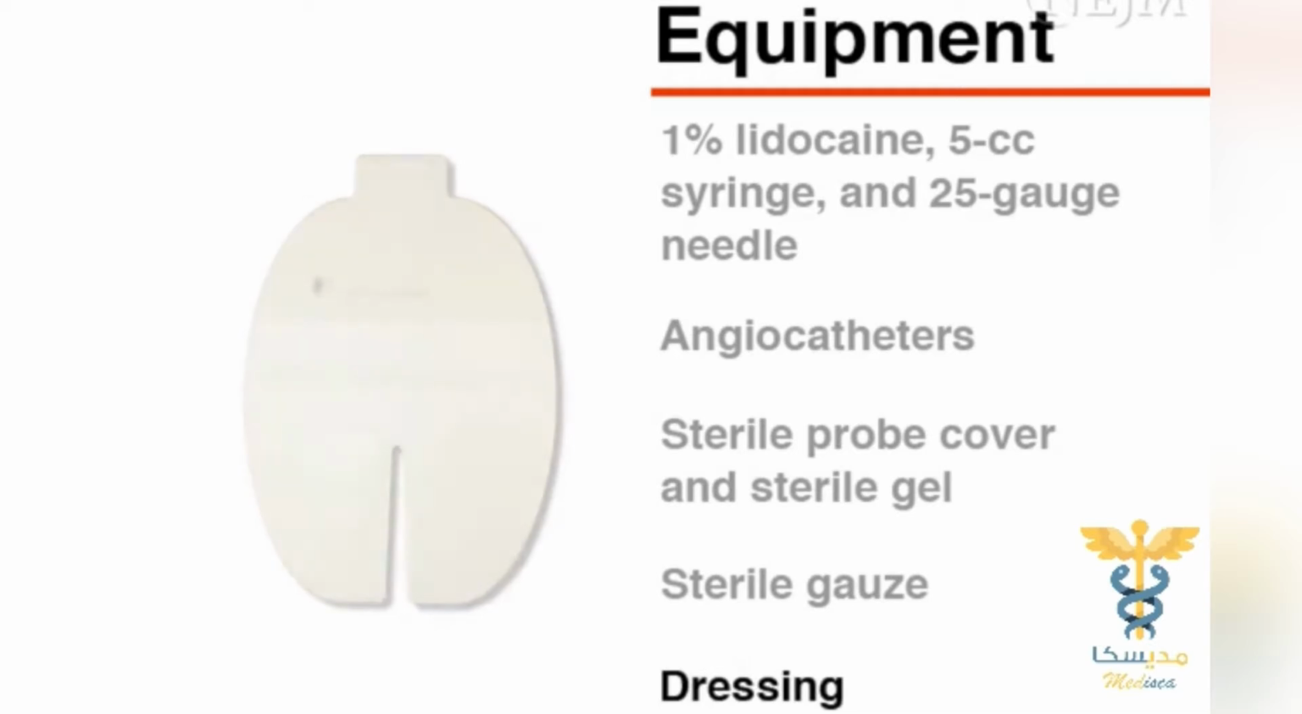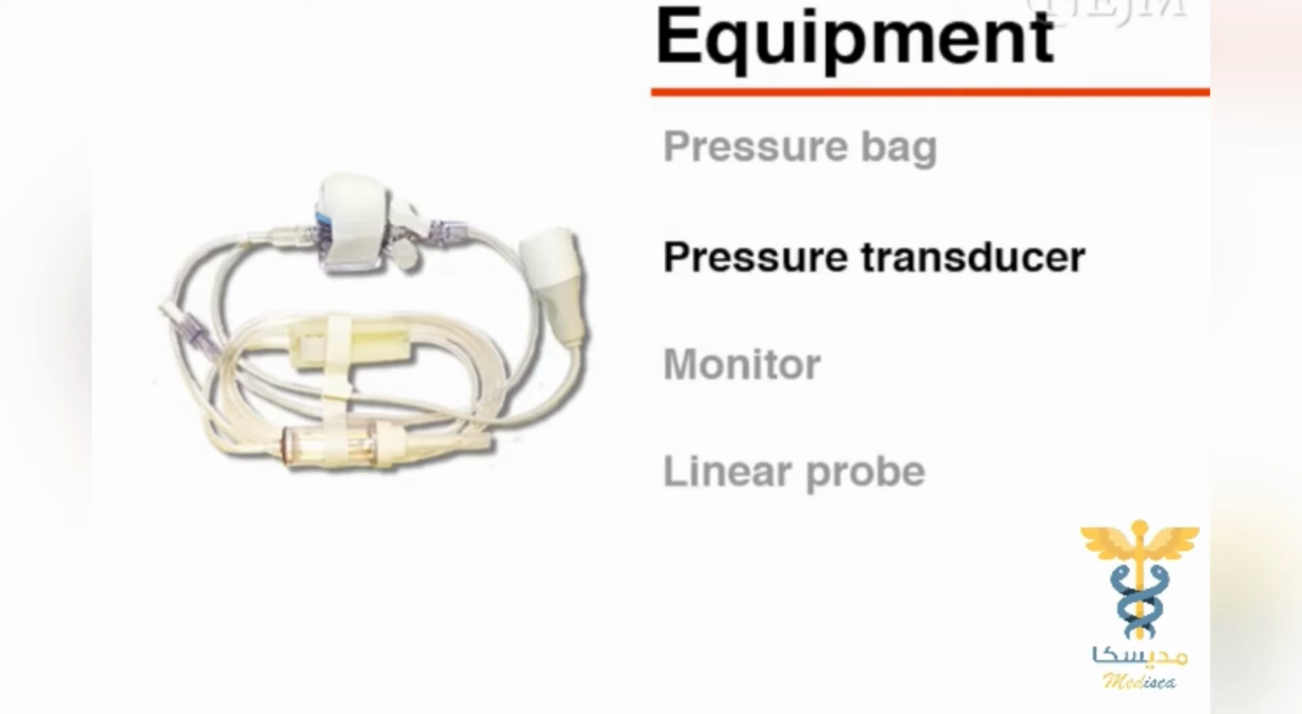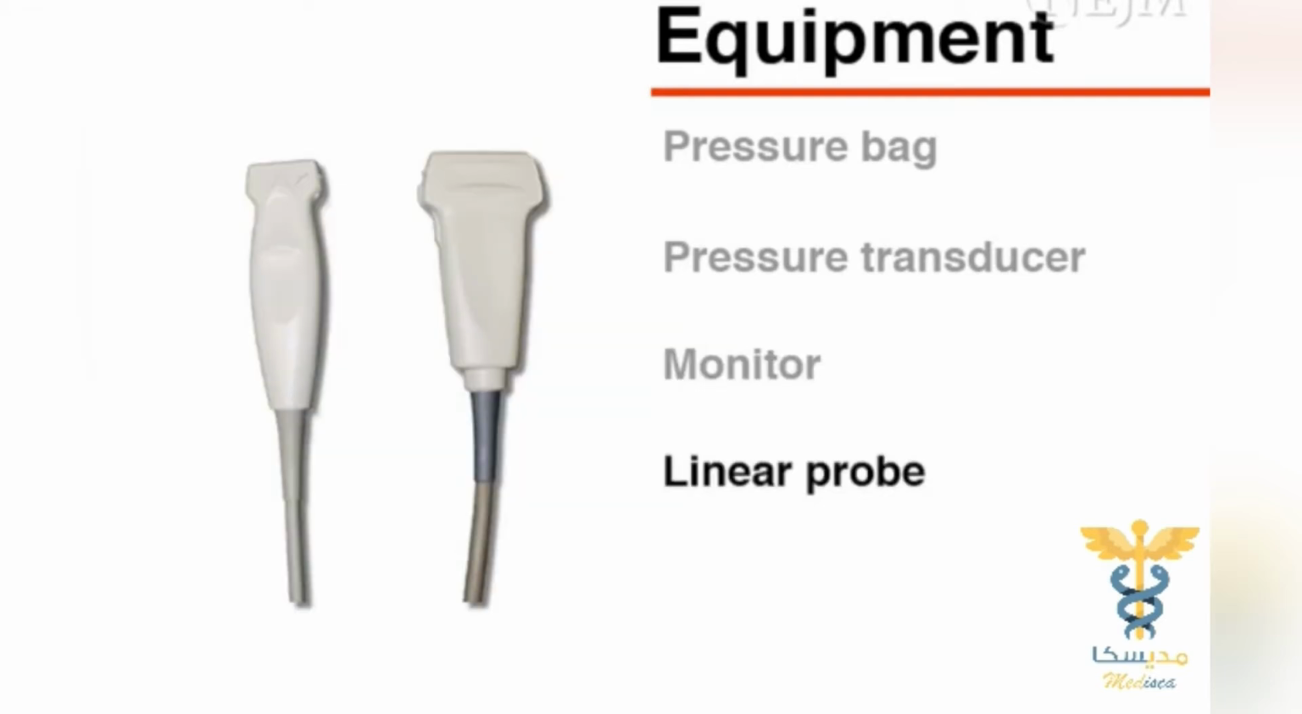the catheter. You will also need a pressure bag, a pressure transducer, and a monitor that is appropriate for arterial catheter transduction. In order to assess the vasculature, you will need a linear array transducer ultrasound probe with a frequency range of 5 to 13 MHz.